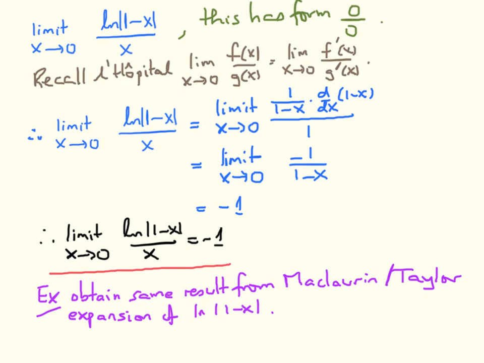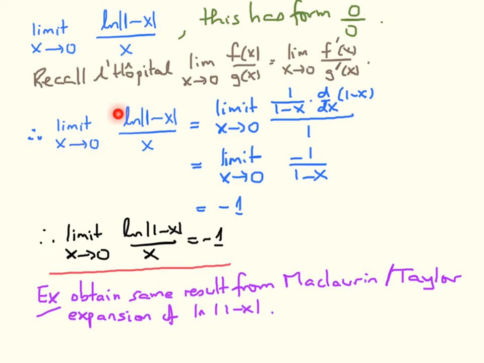So the final exercise is to calculate the limit as x goes to 0 of the log of 1 minus x over x. As x goes to 0, the denominator will vanish, but the numerator is going to approach the log of 1, which also vanishes, so this has the form of 0 over 0, and we want to use L'Hopital's rule. So what we're going to do is differentiate the numerator and differentiate the denominator and calculate the limit as x goes to 0 of that new ratio.